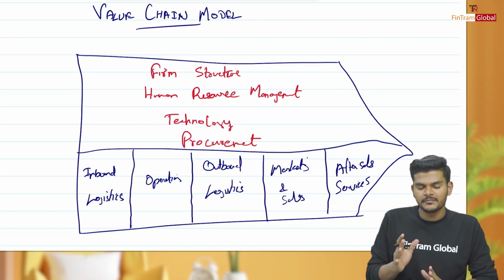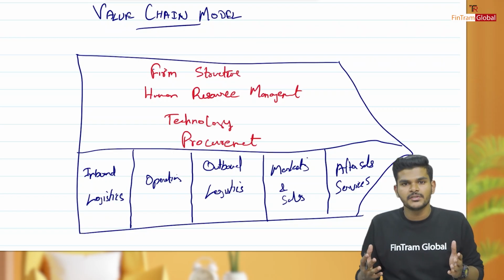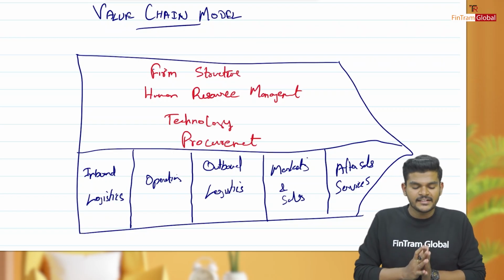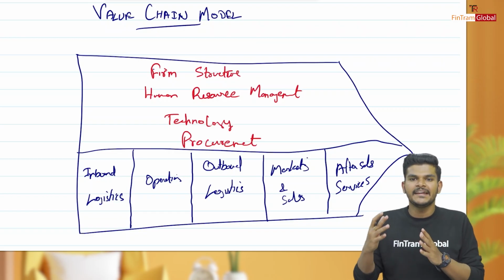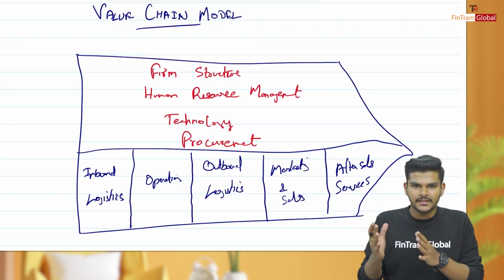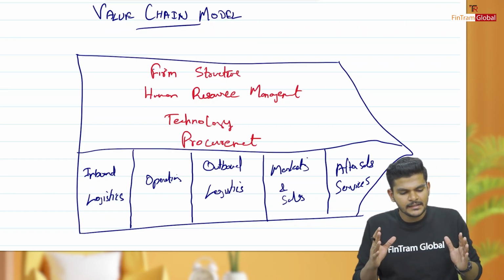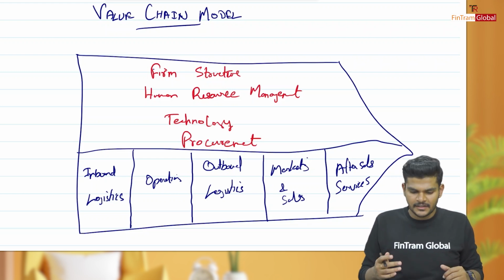So firm structure is basically the overall structure of the organization, such as the infrastructure and everything, right? Human resource management, we already know, is the department that manages the people within the organization, right? Technologies, what all technologies do we use as an organization? The information systems, the IT and everything, right? And procurement, like how the purchase activities and stuff like that are conducted for capital investments, right? So these are basically the secondary activities that are conducted within a manufacturing organization.